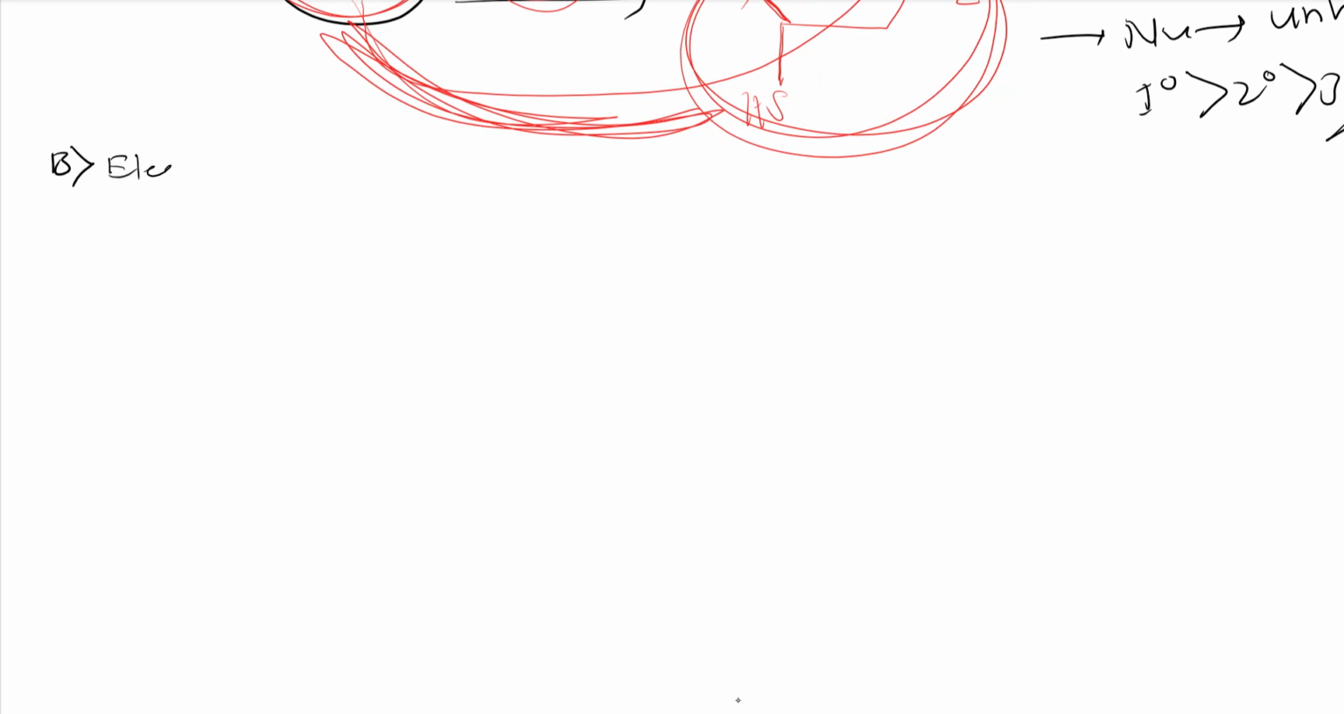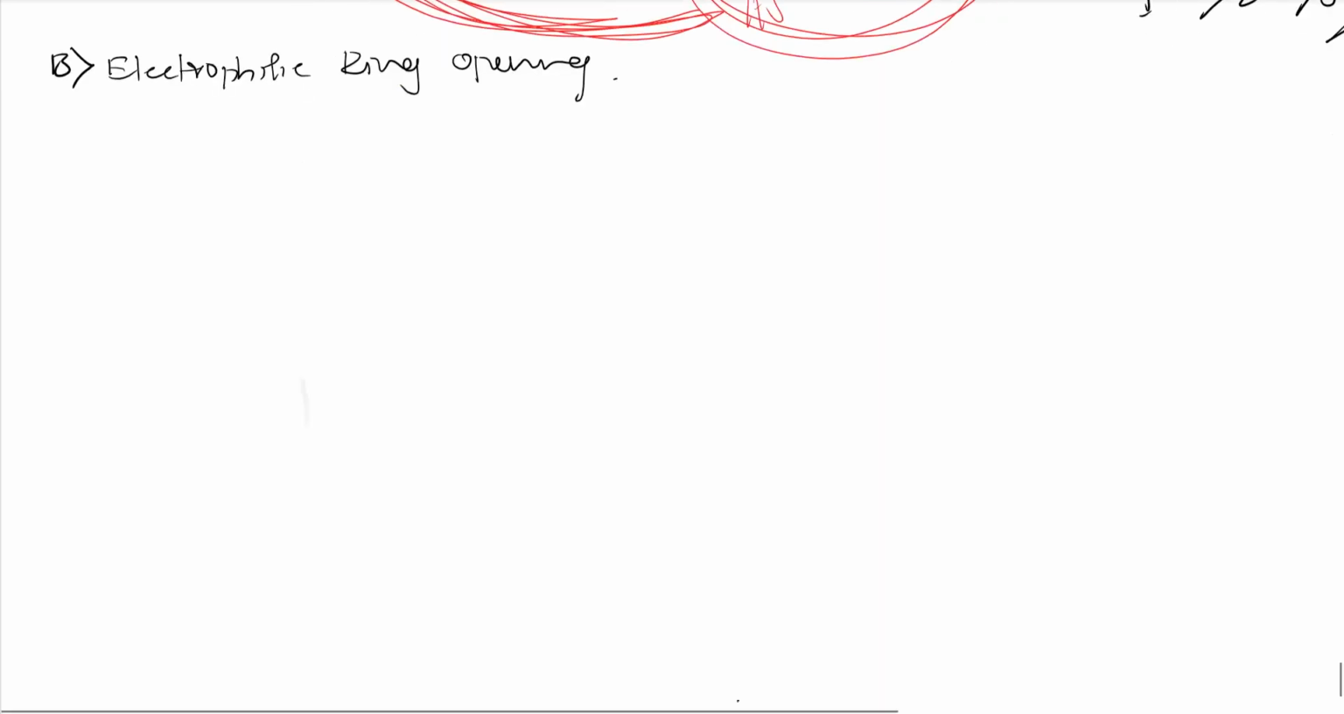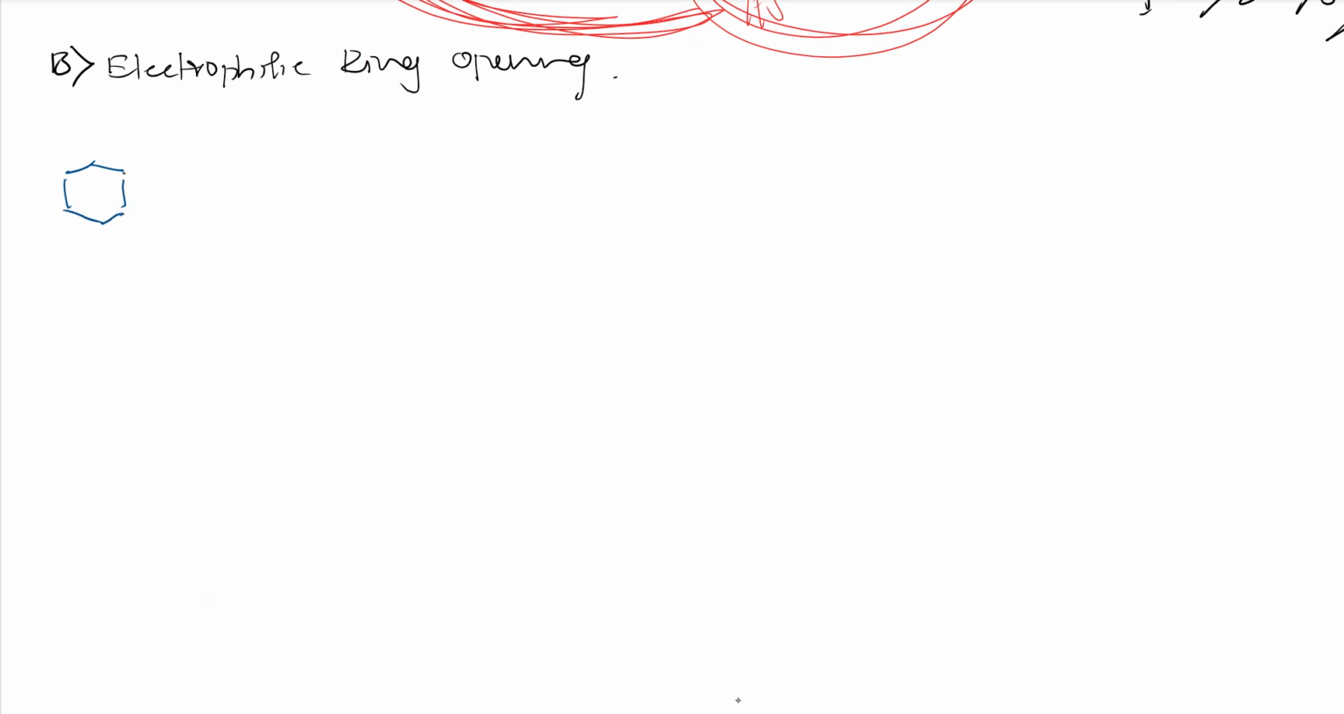So we call it electrophilic ring opening reaction of these thiranes, right? So let us see that. A nice example let me take. So this is a very good example. Here sulfur is there. To this I am adding an electrophile, that is HCl. H plus will be there, Cl minus.